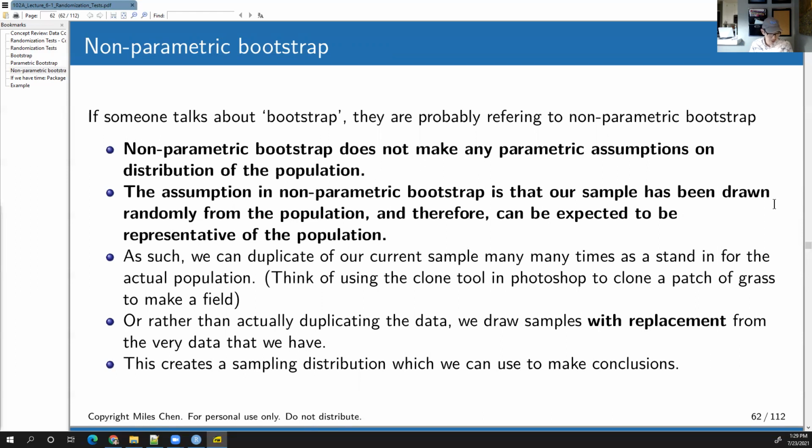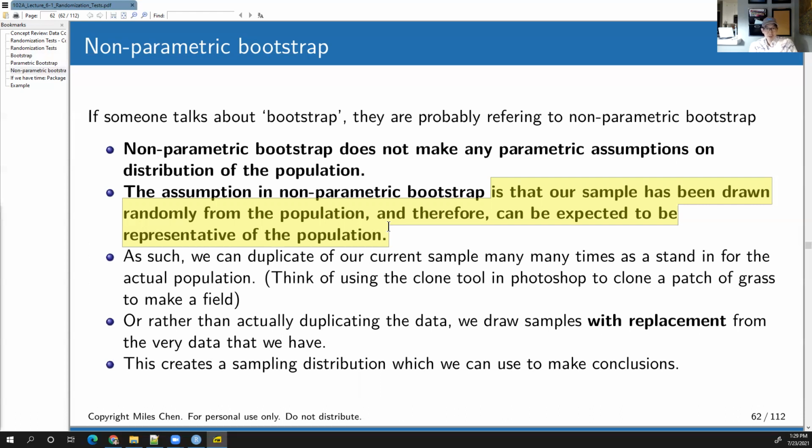Okay, we're not going to say the population is normal, or a t distribution, or exponential, or something. We do have to make a different assumption, and this is another major assumption, but it's not a parametric one. When you do non-parametric bootstrap, the assumption here is that your sample has been randomly drawn from the population. And because it's randomly drawn from the population, we can assume that it's representative of the population. Does that feel like a reasonable assumption?